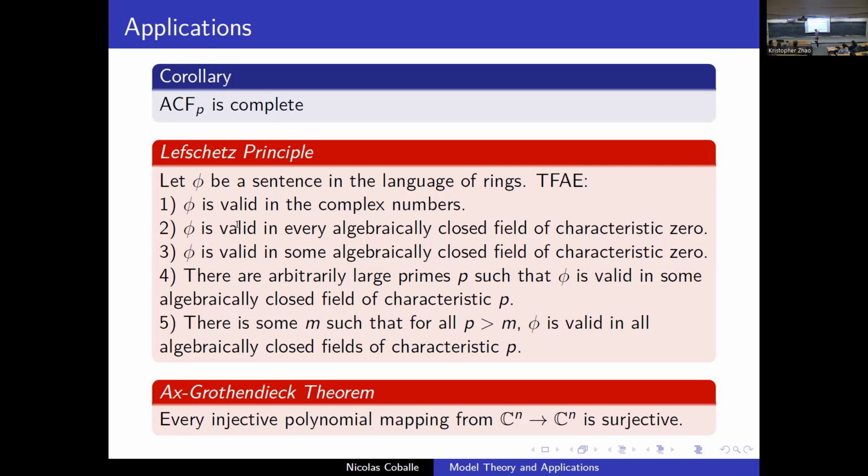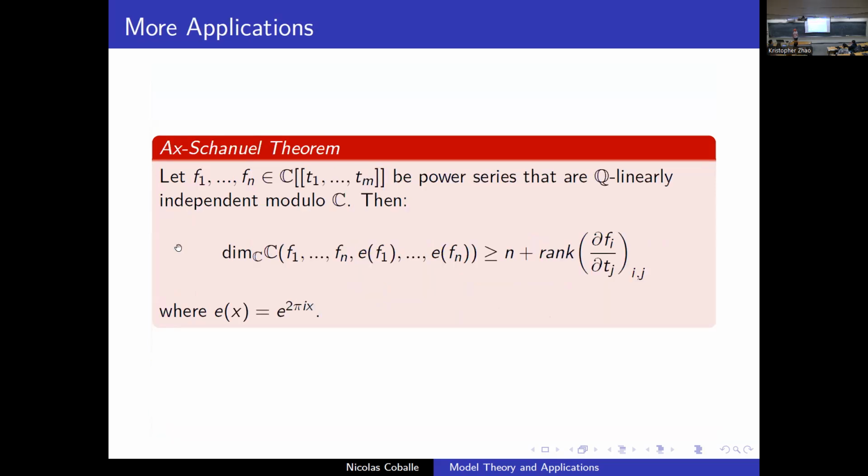Are there any other proofs in math that use that type of reasoning, an application of what we were talking about today? Oh, I was going to talk about it. There's something called the Ax-Schanuel theorem, which says: let f_1 through f_n be power series that are Q-linearly independent modulo C. Then the transcendence degree of this field is greater than or equal to n plus the rank of this Jacobian matrix, where E is e^(2 pi i x). I'm not going to prove this, but thankfully Jacob Tsimerman has a very nice exposition on his website about how you can apply model theory to this theorem. That's it.